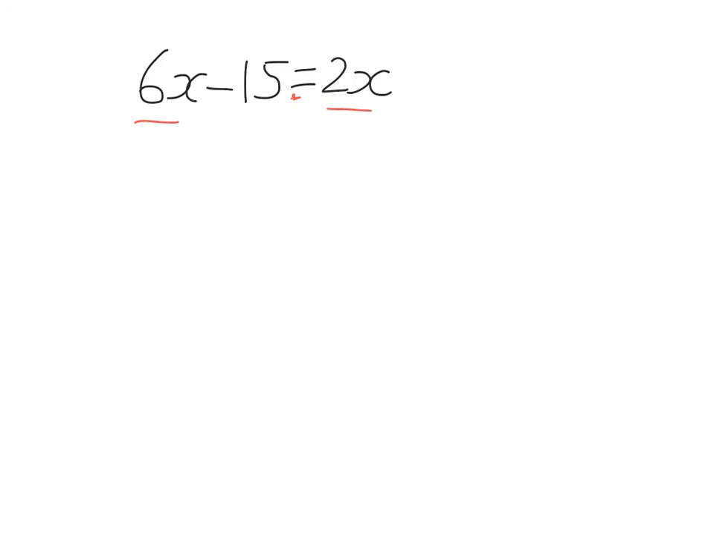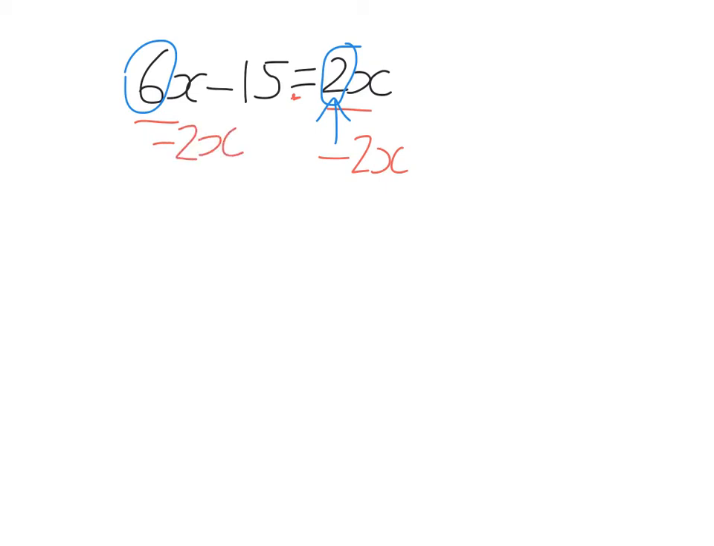Coefficient meaning number in front of. So this x here has a coefficient of 2, this one has 6. So clearly, this one has the lowest coefficient. So I want to subtract 2x here to get rid of it on the right-hand side. But what I do to one side of the equation, I must do to the other.